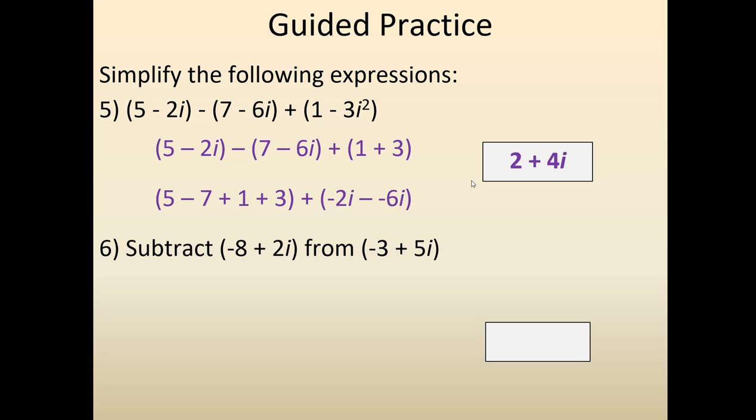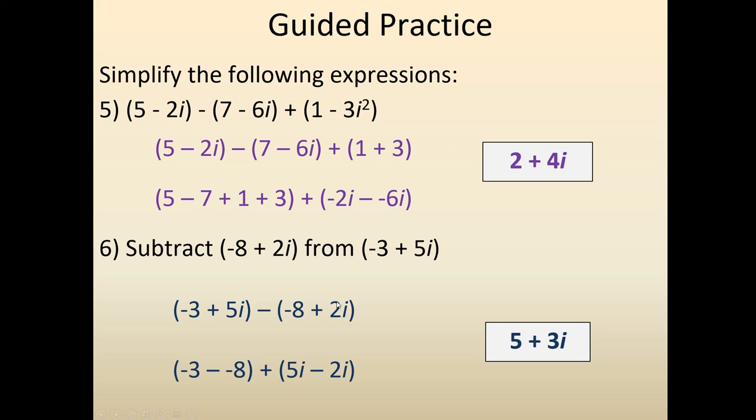And then for number 6, the very last one, like always, we have to be careful with the wording. They said they are subtracting this from this, so this is actually the first term minus this. We do the same thing, negative 3 minus negative 8, and then 5i minus 2i gets us 5 plus 3i. And that's our final answer.